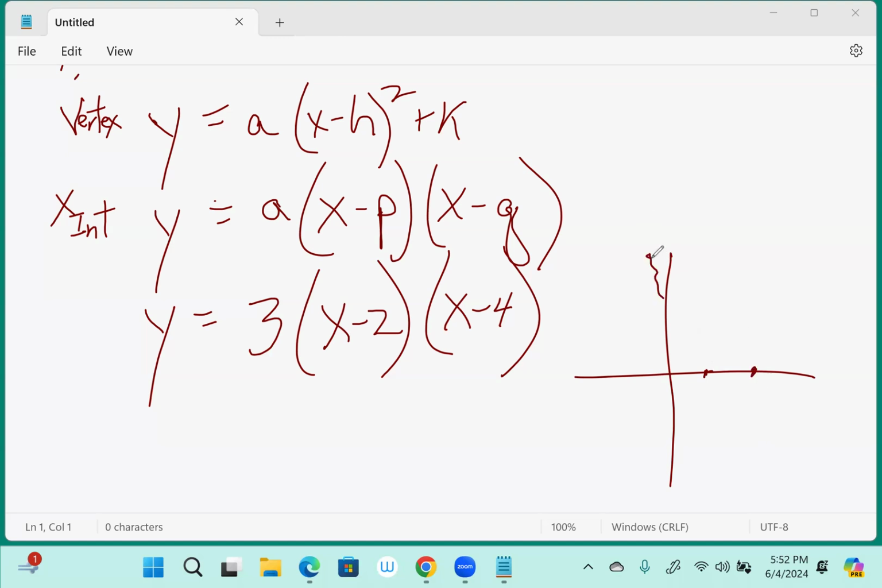So the parabola looks something like this. I know it opens up because this A is the same as this A. So if we have a positive A, it opens up. If we have a negative A, let's say this was a -3, then the curve would look like this.